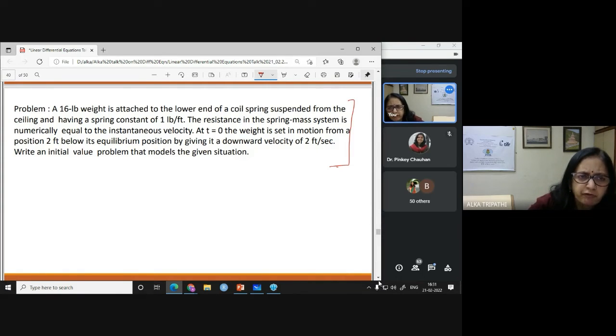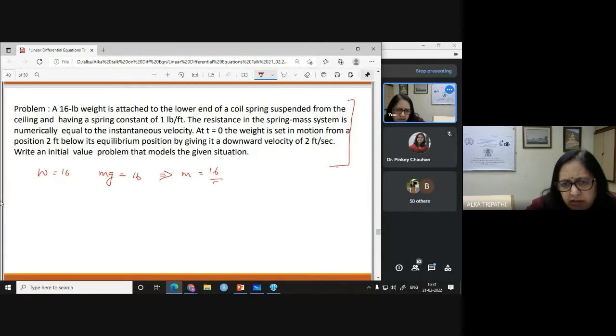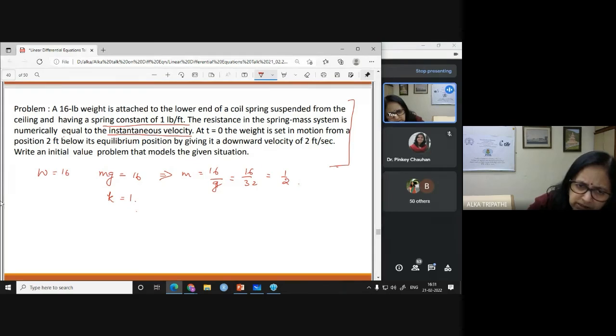In this case, the weight of the ball is given to be 16 pounds. So mg is equal to 16, or you can say m is equal to 16 by g, which let us take as 32. So m is 16 by 32. Now you have the m value. Again, the spring constant k is given as 1. Resistance in the spring system is numerically equal to the instantaneous velocity, that means c is equal to 1.